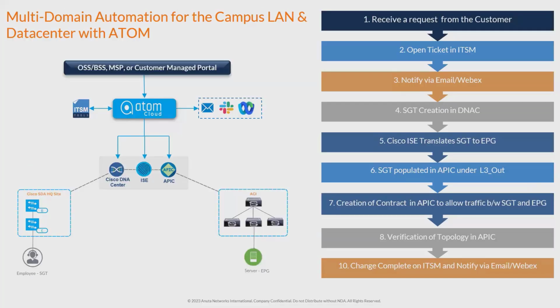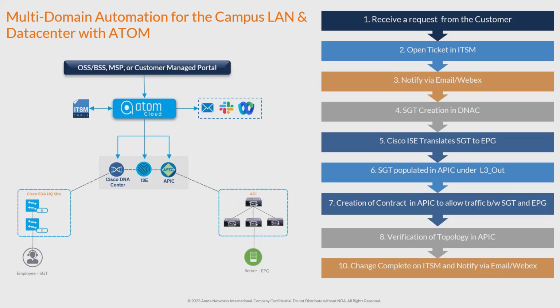Now, let's understand the Atom cross-domain automation integration with Cisco DNAC, APIC, and Cisco ISE to provide application access of APIC EPGs for the new user groups or SGTs created in DNAC. Atom begins by receiving a request from the customer and subsequently opens a ticket in ITSM. Following that, Atom initiates notifications through email and WebEx, etc.